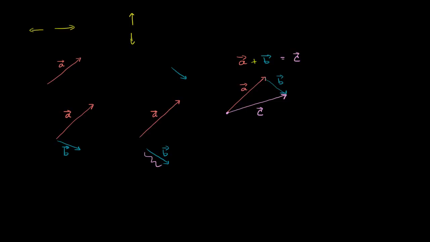And I'll give you a better sense of what that means in a second. So if I have a vector, let me pick a new letter, let's call this vector x. I can say that vector x is going to be the sum of this vector right here in green and this vector right here in red.